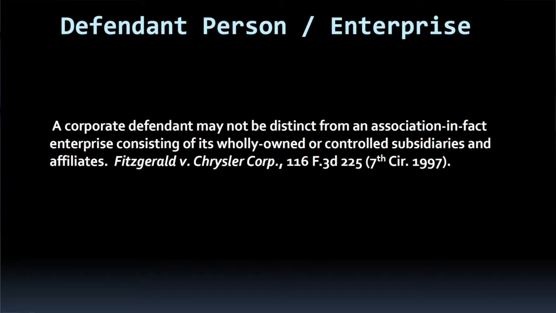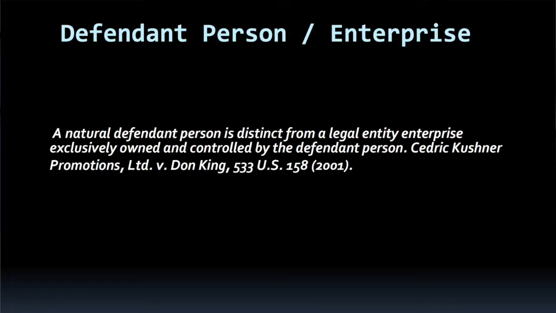That's found at 116 F.3d 225, 7th Circuit, 1997. But the interesting thing about that rule is that the corollary doesn't seem to apply when you're talking about a natural person who has an LLC or a subchapter S corporation, and essentially that legal entity is the alter ego of the natural person. When you go to the Supreme Court case of Cedric Kushner Promotions Limited versus Don King, that's at 533 U.S. 158, 2001.